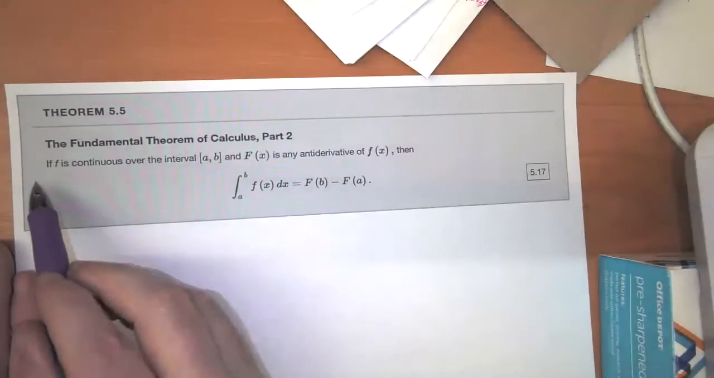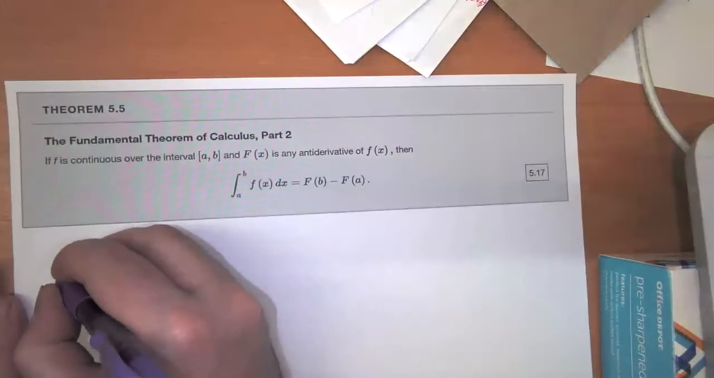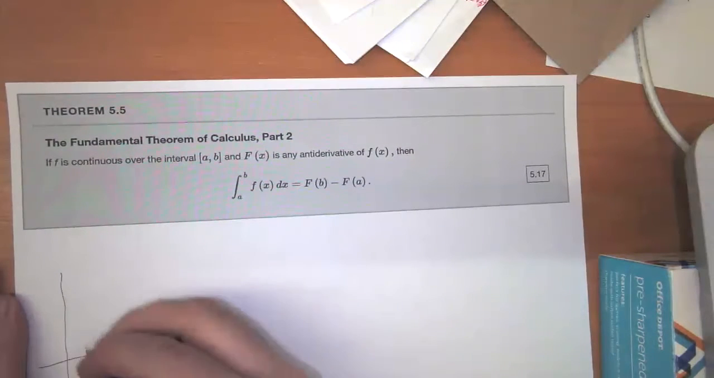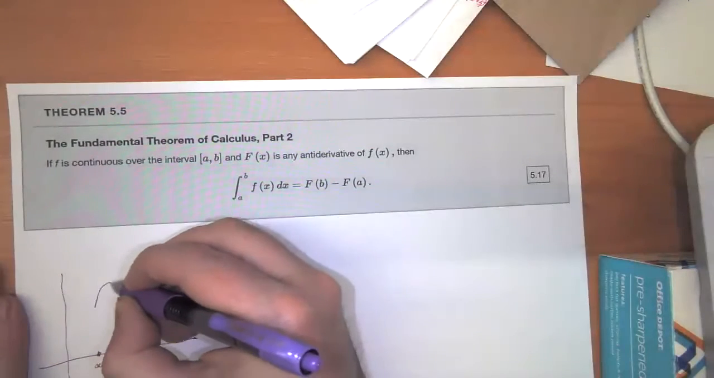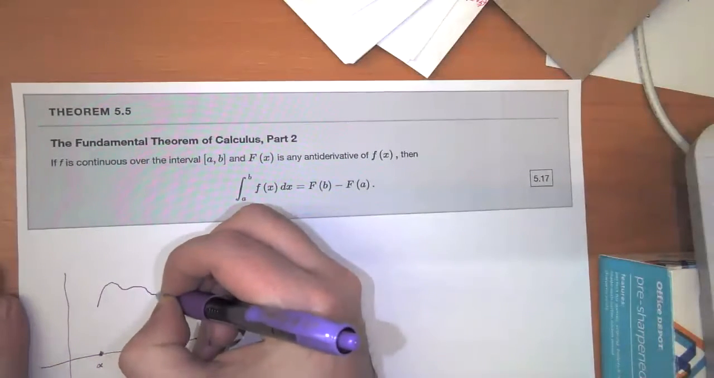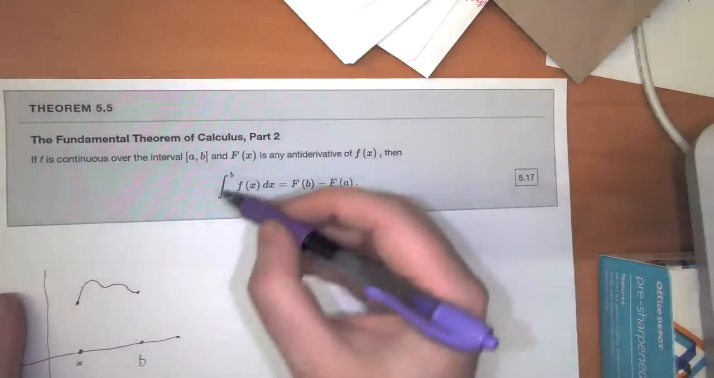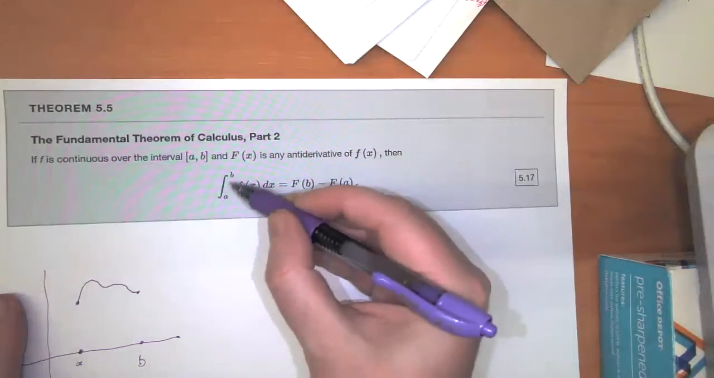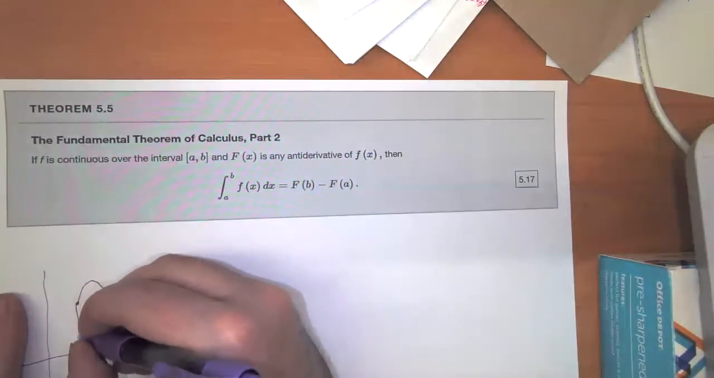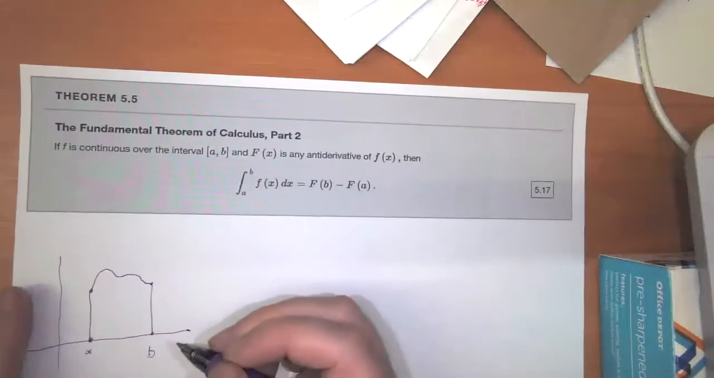All right, so if f is continuous over some interval, so I've got my function, and here's my a, and here's my b, and I've got some function f that's continuous. It's well defined between these two points. So therefore, I can talk about the definite integral of f of x dx from a to b, which is the area of that shape.